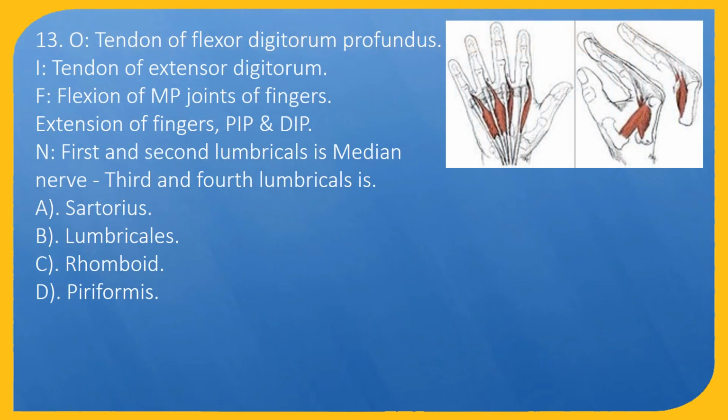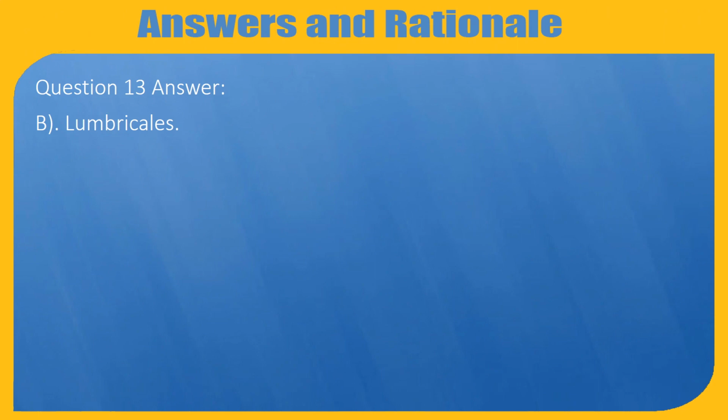Question 13: O. Tendon of flexor digitorum profundus. I. Tendon of extensor digitorum. F. Flexion of MP joints of fingers. Extension of fingers, PIP and DIP. N. First and second lumbricals, median nerve; third and fourth lumbricals, ulnar nerve. A. Sartorius. B. Lumbricales. C. Rhomboid. D. Piriformis. Question 13 answer, B. Lumbricales.